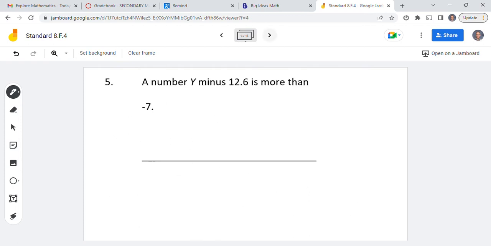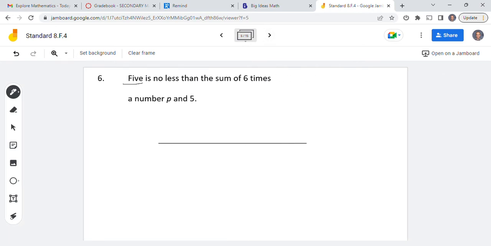For the next set of questions, we're going to have to turn these word problems into some inequalities. So we have a number y, that would give us y minus 12.6, it's just going to be minus 12.6 as read there, is more than, so that would be a greater than symbol, and negative 7 there. That's all we have to do on this one.